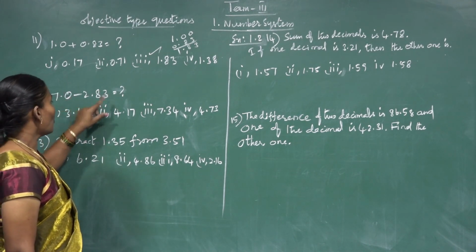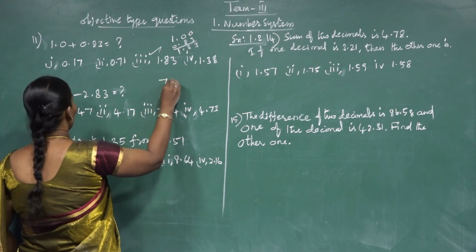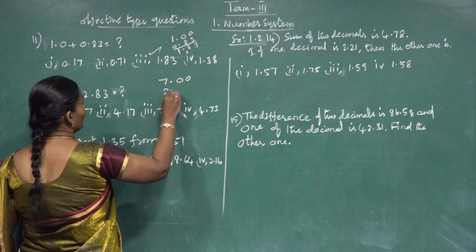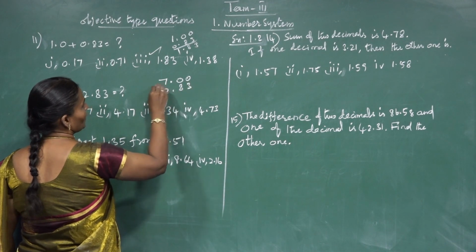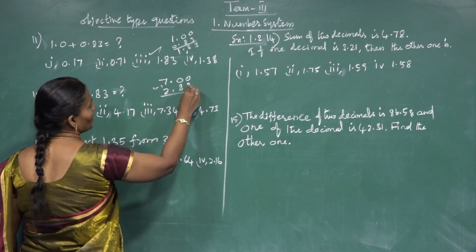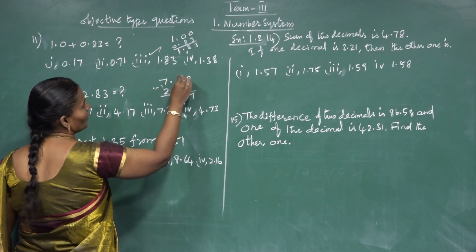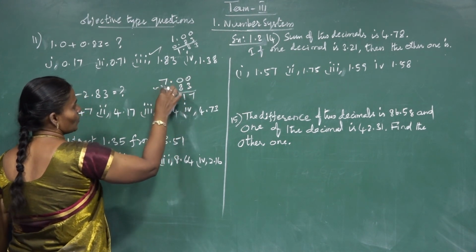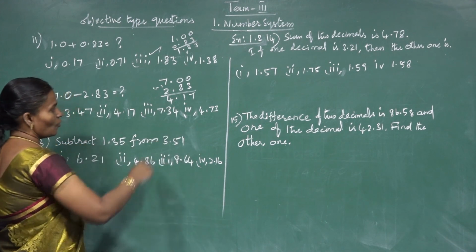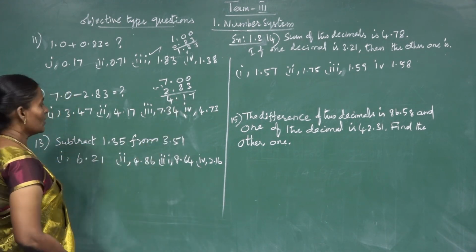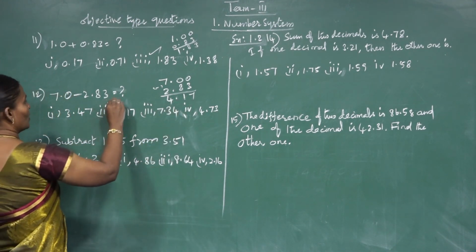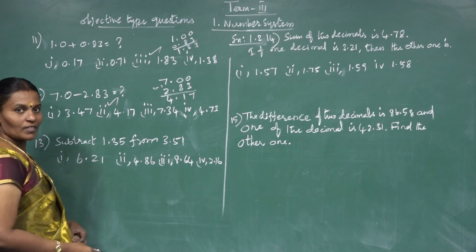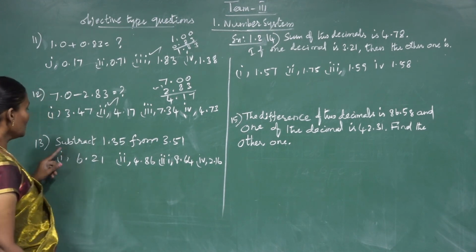See the 12th one. 7.0 minus 2.83. See, 7.00 and here 2.83. Subtract now. See, 10 minus 3 is 7. So here 9 minus 8 is 1. Then here 6 minus 2 is 4. So 4.17. Which is the answer? The second one is the answer. Understand, children? Okay.